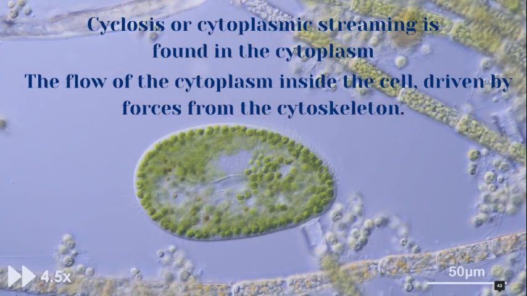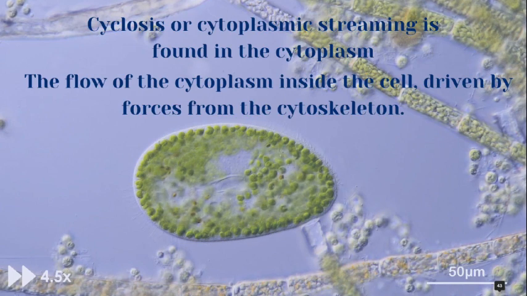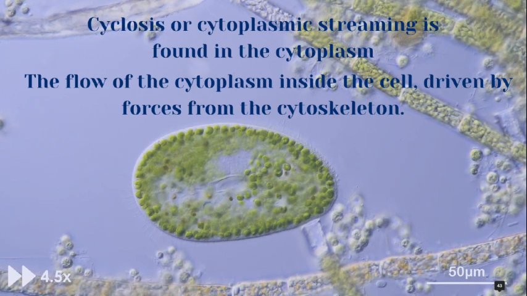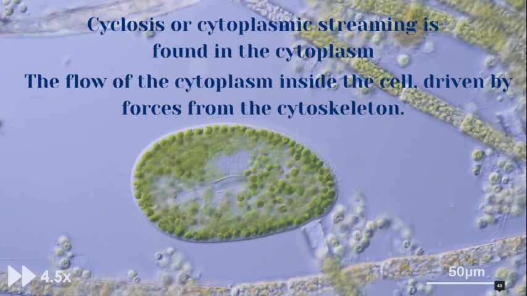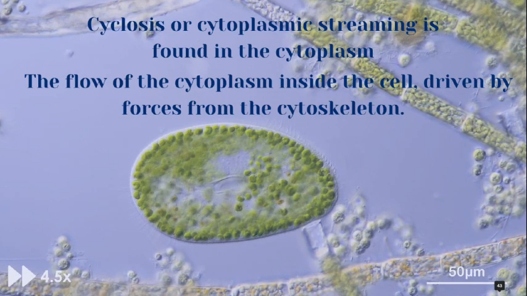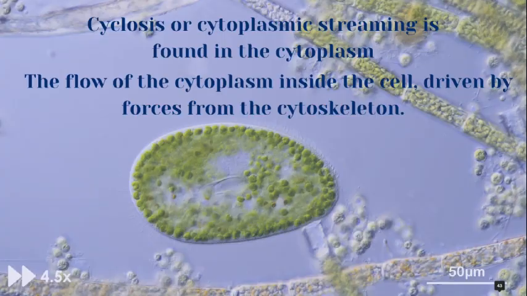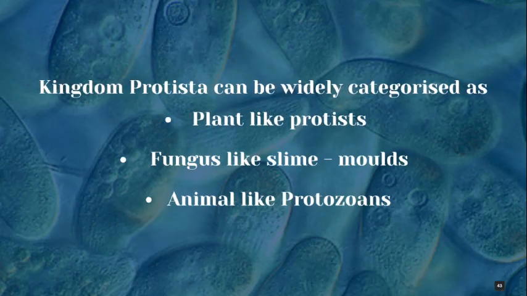You can see the cytoplasmic stream which is found in the cytoplasm. And this flow of cytoplasm inside the cell is driven by the forces from the cytoskeleton. Kingdom Protista can be broadly categorized as plant-like protists, fungus-like slime molds, and animal-like protozoa.